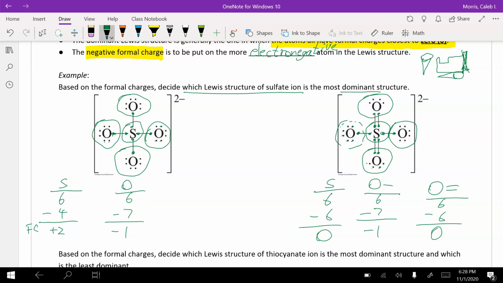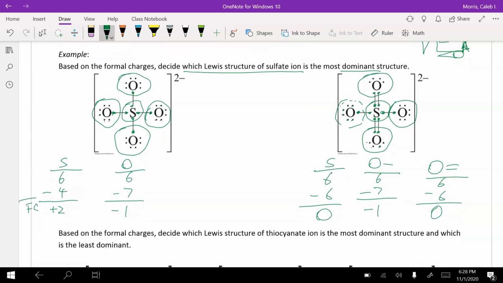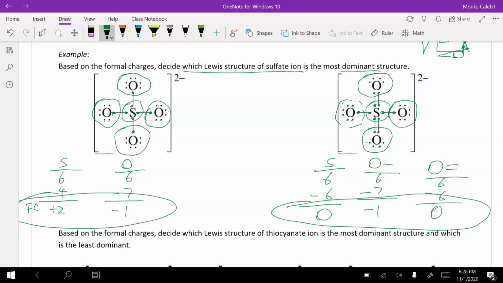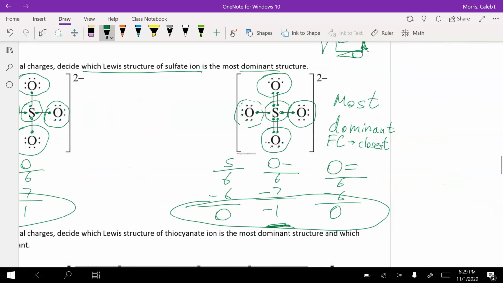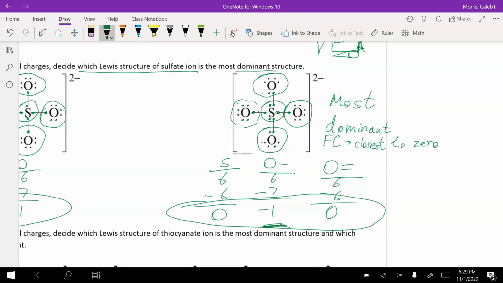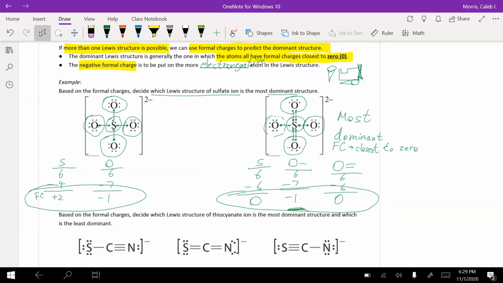Well, you can see by looking at these numbers that over here we have non-zero formal charges, +2 and -1. And over here, mostly it's 0 and we have only the -1. So this structure is the most dominant, and it's the most dominant because the formal charges are closest to 0. All right, that's one example. I'm going to pause the video here and then we'll go through a few more.